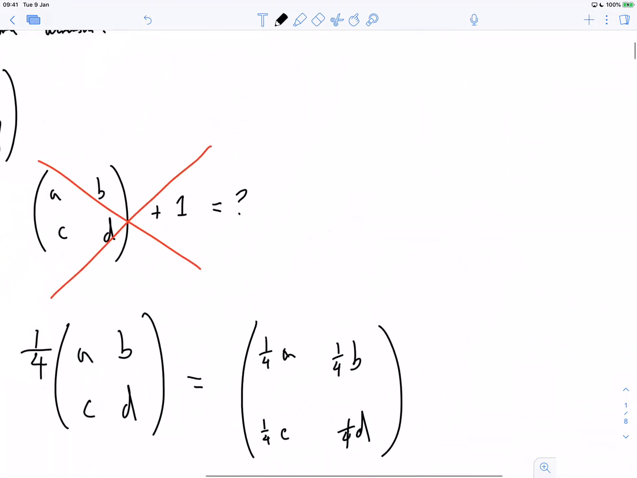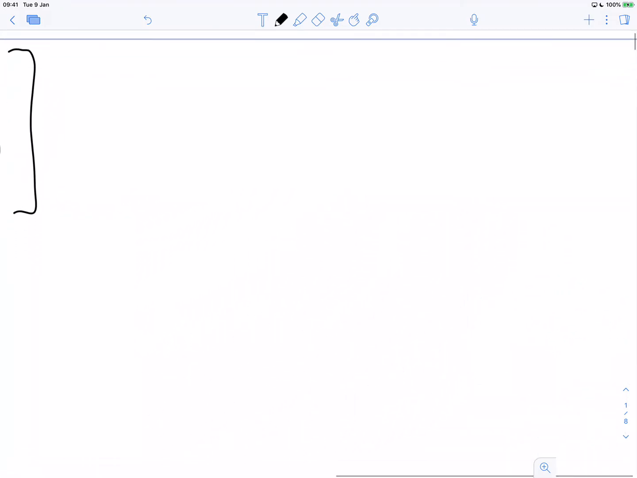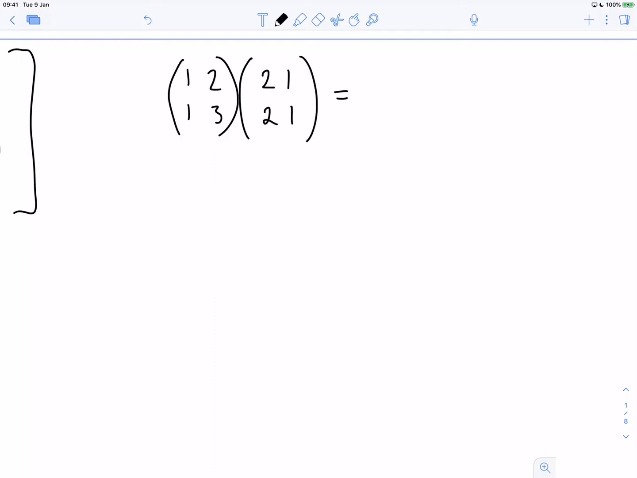Now, for a final example, let's take 2 square matrices and see what happens there. So let's have 1, 2, 1, 3, and then let's multiply that by 2, 1, 2, 1, and see what happens. So again, this is a 2 by 2 multiplied by a 2 by 2. The 2's inside are the same, so it's going to output a 2 by 2, so we're expecting a 2 by 2. So here, first row, first column, first row, first column. I've got 1 times 2 plus 2 times 2, which I believe is going to be a 6.